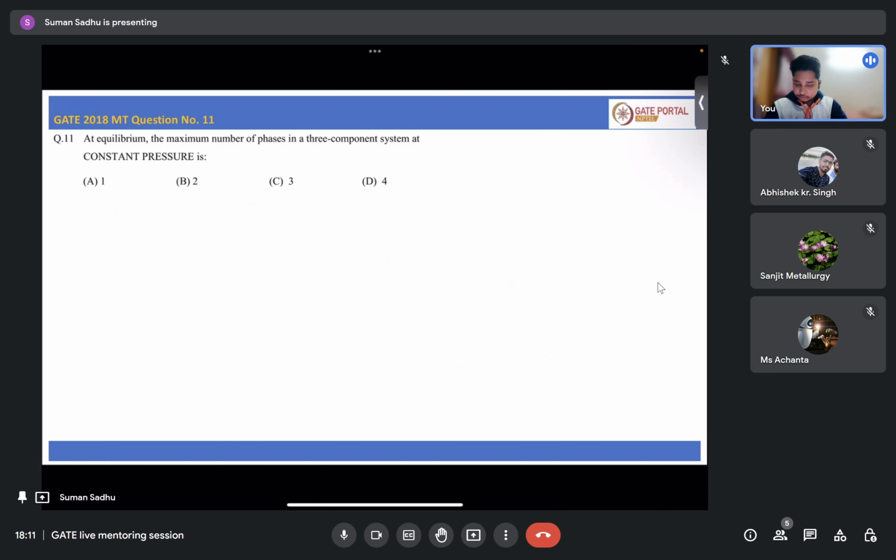Okay, so this is question number 11 of GATE 2018. At equilibrium, the maximum number of phases in a three-component system at constant pressure is: option A 1, option B 2, option C 3, and option D 4. This is also a very easy question. Anyone want to answer?